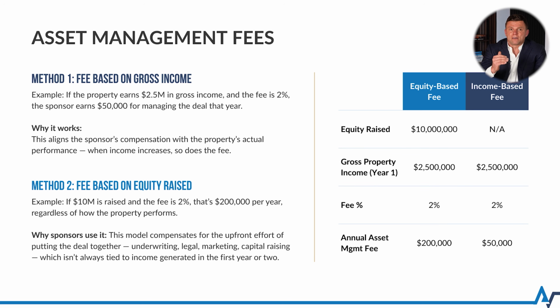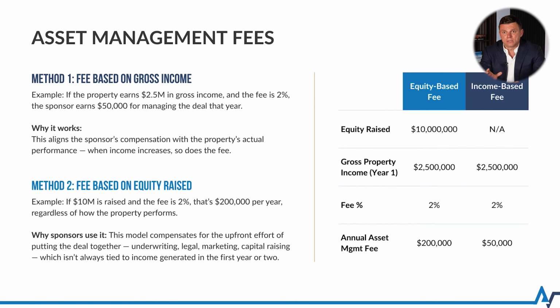Now, if the fee is based on equity raised, right? I'll give you another example. If you have $10 million raised and they're charging 2%, instead of $50,000, that's $200,000 a year. As you can see, there's a really big difference between those two modeling structures. So you always want to ask, is this fee based on gross income or is this fee based on equity raised? And over here we have a little bit of a chart that shows a difference. As you can see, the difference between a similar deal would be about $150,000 in fees.